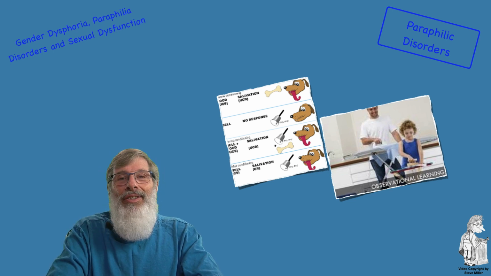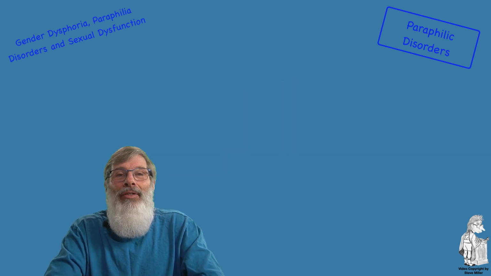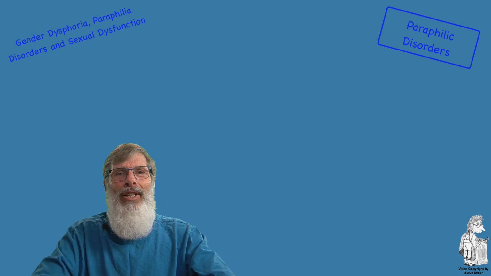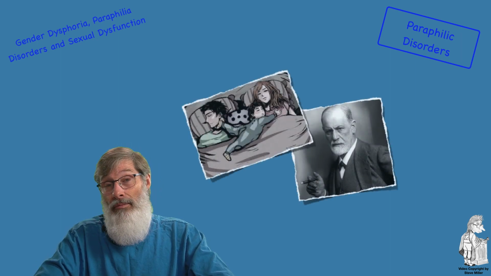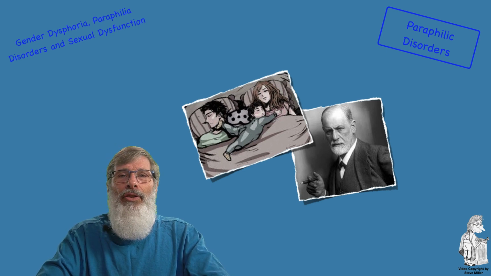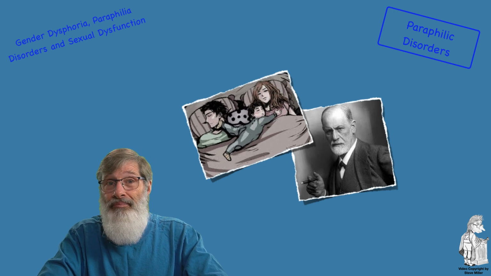Now, the learning theorists, they explain paraphilic disorder in terms of conditioning and observational learning. Some objects or activities become inadvertently associated with sexual arousal. Paraphilic disorders may involve multiple biological, psychological, and sociocultural factors.